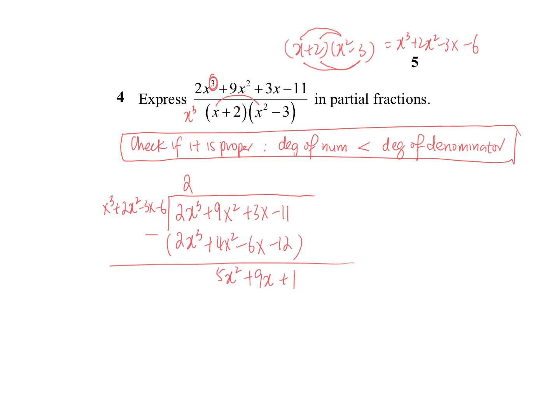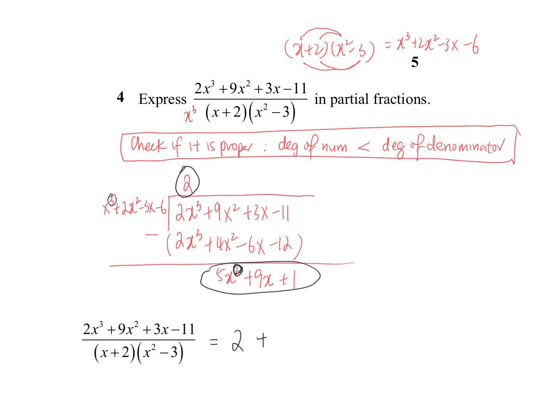Okay? So when the power of this remainder is smaller than this, you can stop already. That means the long division is done. You cannot divide it further. So this whole expression that you get here, let's rewrite it. So this whole expression is actually equal to 2 whole, plus your remainder fraction, which is this thing over this thing.